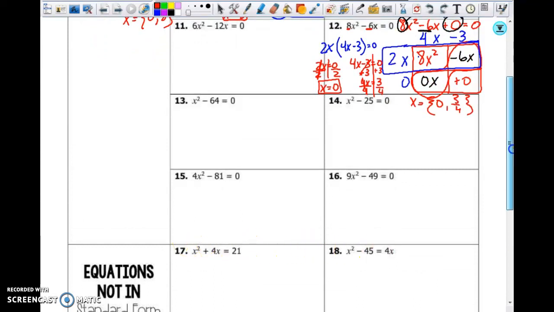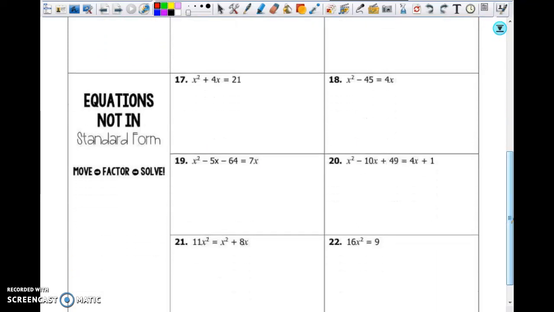And then now, if you notice, the bottom equations are not in standard form. And again, standard form is ax squared plus bx plus c, where it's equal to 0. Okay, so you have an a, a b, and a c. Well, you noticed you did some without the a, the b, and the c, but they were all equal to 0. So now what you're going to do is move it, then factor it, then we're going to solve.